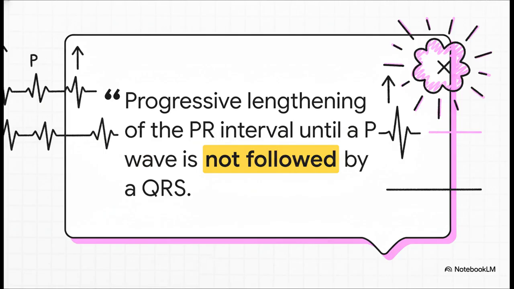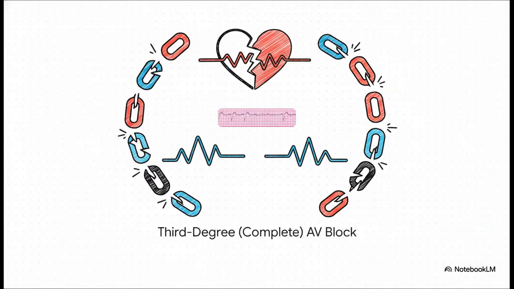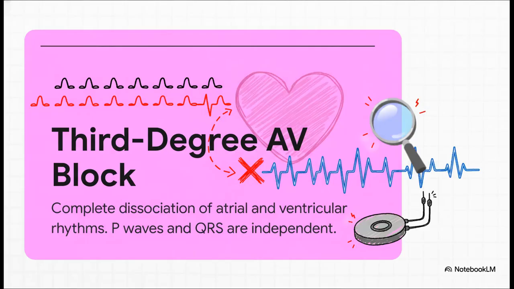That's Wenckebach. All right, now for the big one, the most dangerous of the heart blocks, third degree or complete AV block. This is a total breakdown in communication. The atria and the ventricles, they are not talking to each other at all. Think of it this way. The P waves are just marching along at their own normal rate, doing their thing. And the QRS complexes, they're also marching along regularly, but to a completely different, much slower drummer, because the ventricles are using their own backup pacer. But look closely, there is absolutely no relationship between them. This is a true emergency, and this patient needs a pacemaker stat.